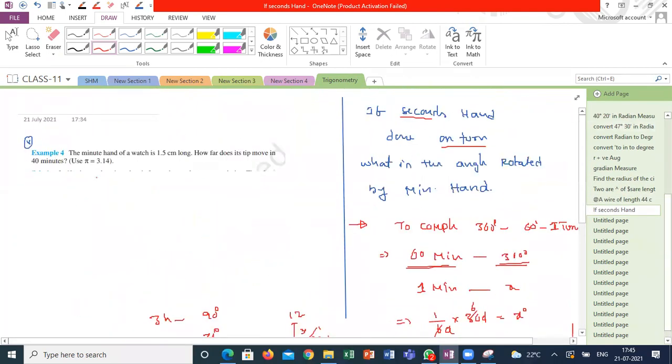Now come back to this question. The minute hand of a watch is 1.5 centimeters long. How far does its tip move in 40 minutes?